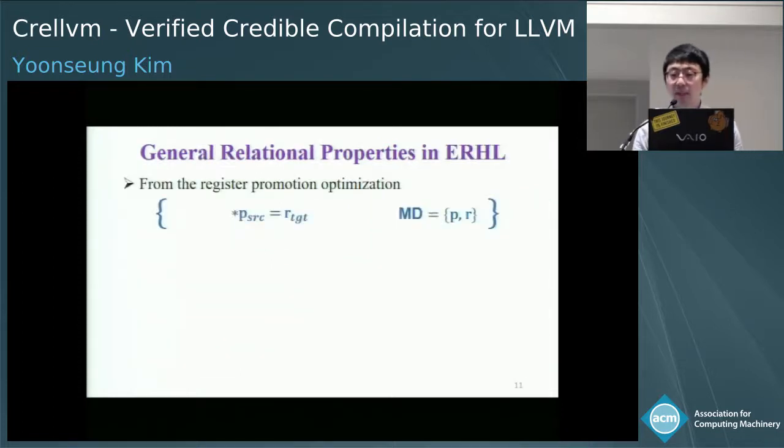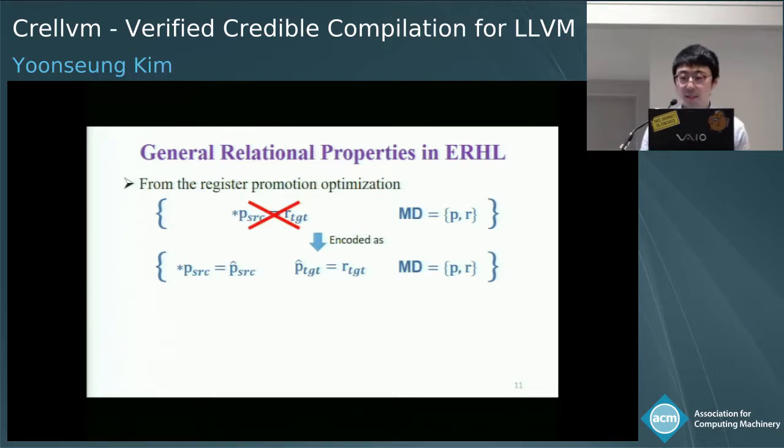Now, let's see how we can encode general relational properties in ERHL using an example from register promotion. Here we assume that the memory location pointed to by P is promoted to a register R. Then we need a relational property stating that the value star P in the source is equivalent to the value R in the target. As I mentioned before, such a relational assertion cannot be directly stated in ERHL.